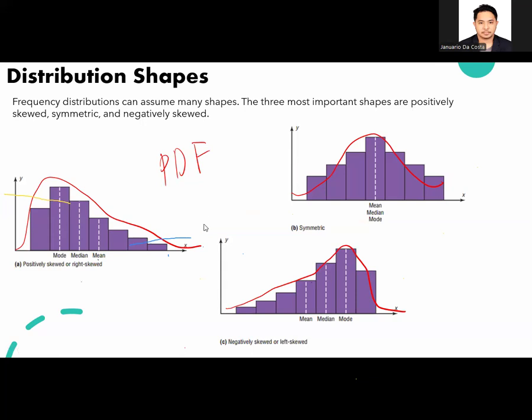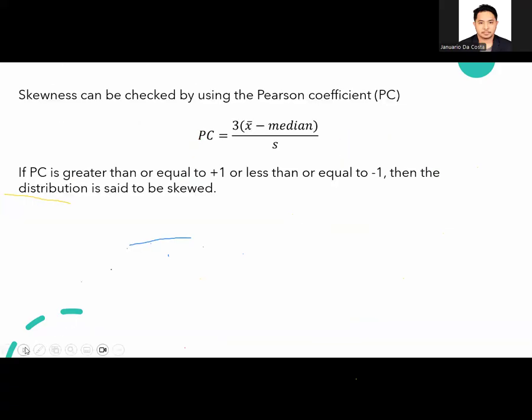Another way is to use the skewness formula. Skewness can be checked by using Pearson's coefficient. The formula for Pearson's coefficient is: PC is equal to 3 multiplied by the mean minus the median, divided by the standard deviation.